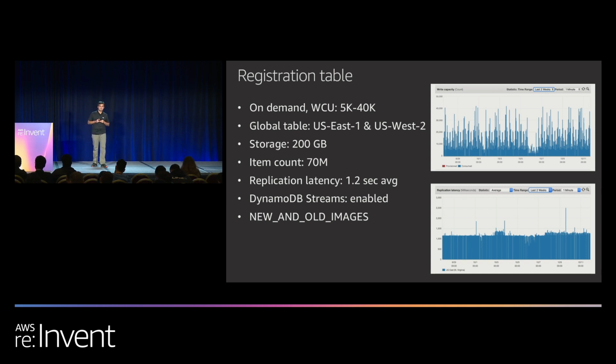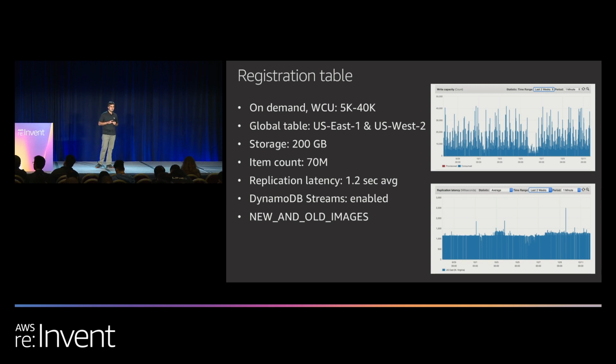One of our tables is registration, which holds user device information such as push token, language, region, timestamp, etc. This information is later used for notification purposes. This table currently holds around 70 million records, which results in 200 GB storage-wise. From the top right graph, you can see the write capacity units ranging from 5,000 to 40,000. You can see how bursty our API traffic is here.